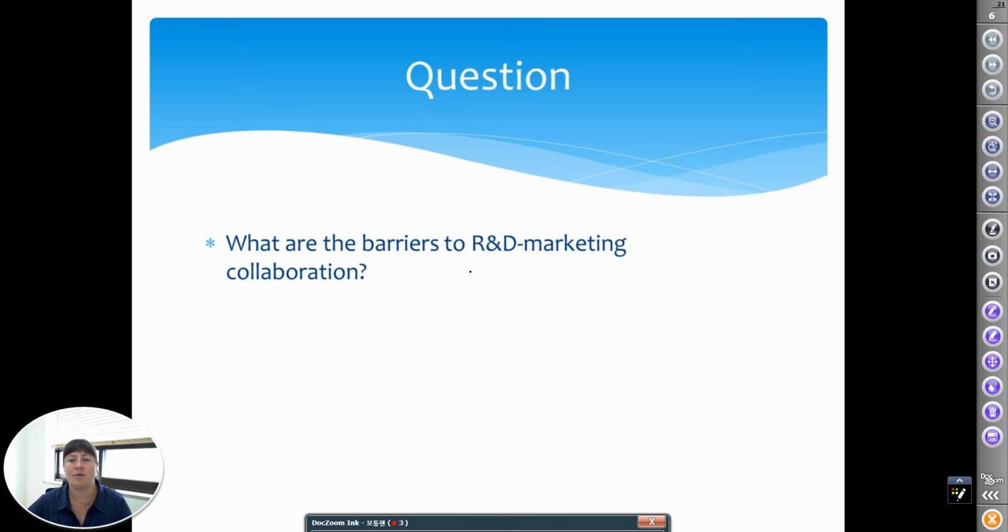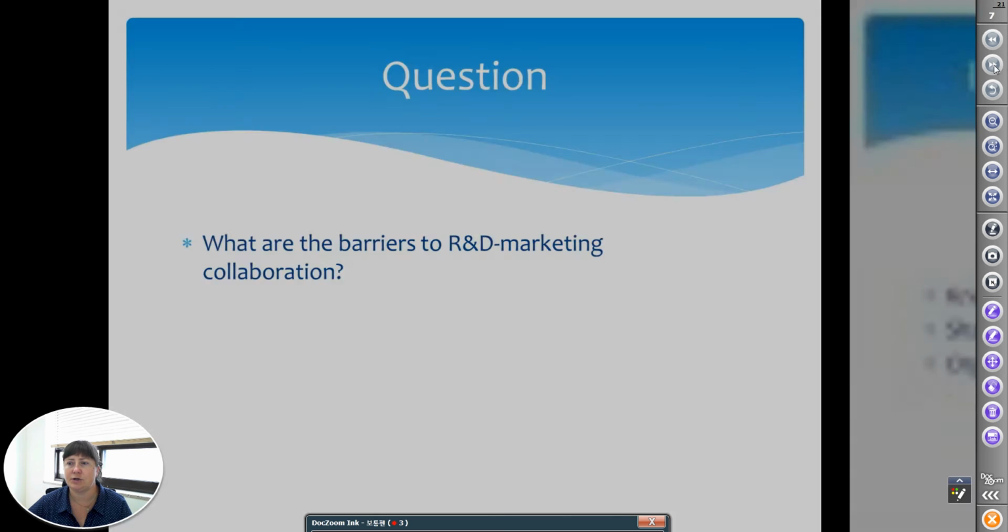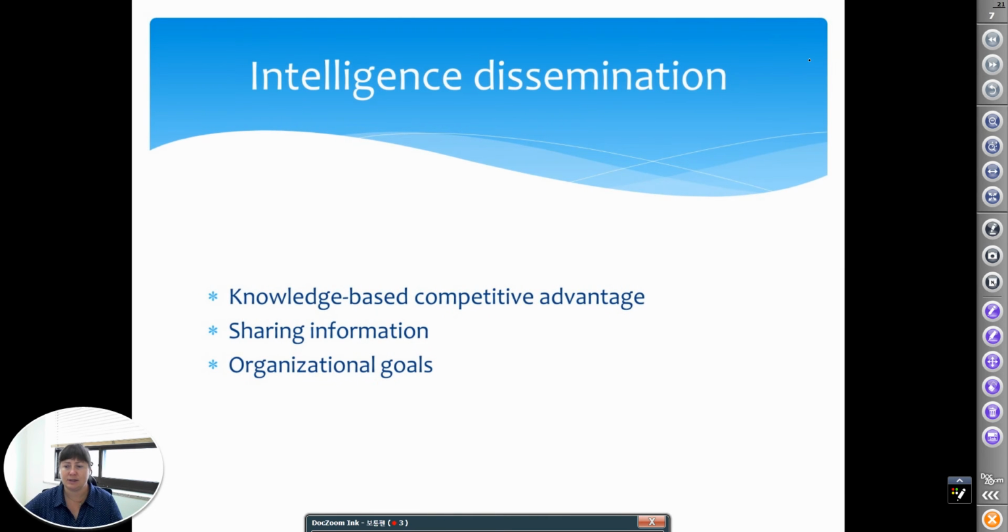What are the barriers to research and development marketing collaboration? Barriers, it means there's some kind of disadvantages, risk, or other threats and weaknesses which make the breaks between the research, development, and marketing collaboration. And we will discuss in class this question.